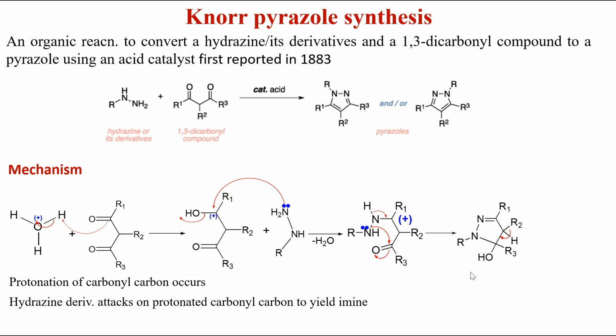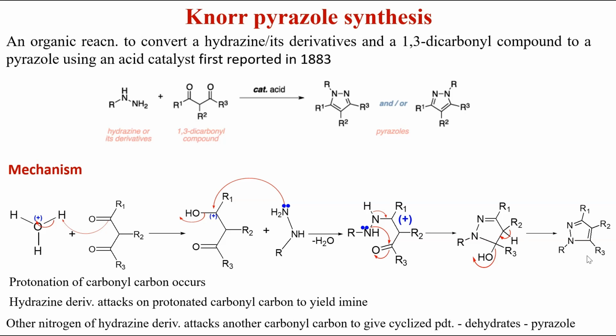It undergoes dehydration. This H+ and OH- combine together and are lost as a water molecule, and I have got the pyrazole molecule. I have synthesized the pyrazole. The cyclized compound undergoes dehydration and it gives rise to pyrazole.